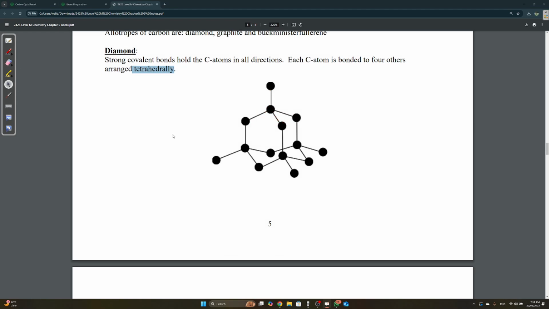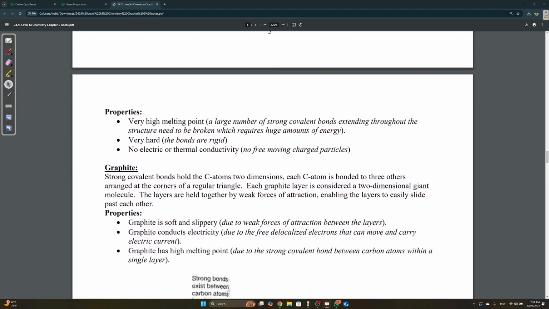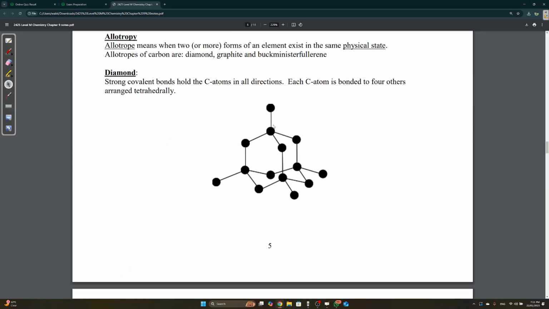You also need to know, I think they mentioned it here. Do they say the angle? They don't. Okay, you can read over this. There's no electric conductivity because there are no free moving electrons.